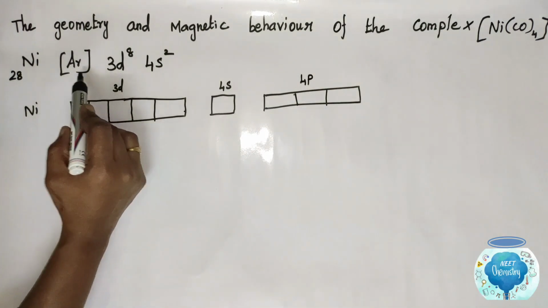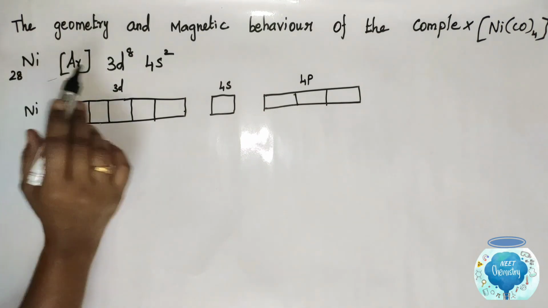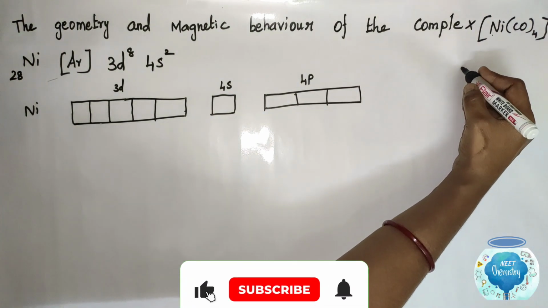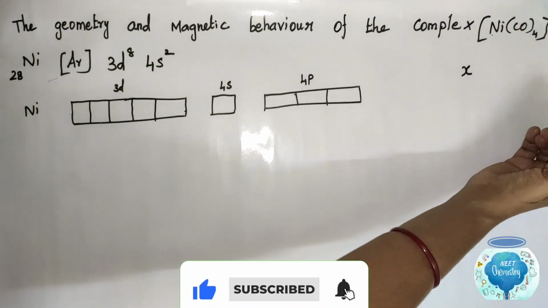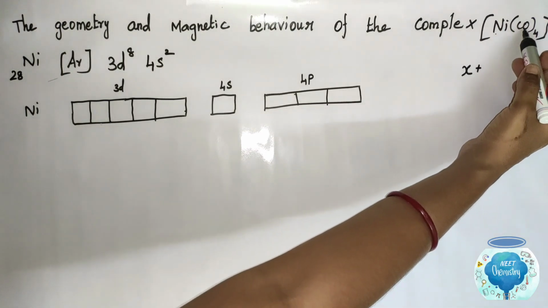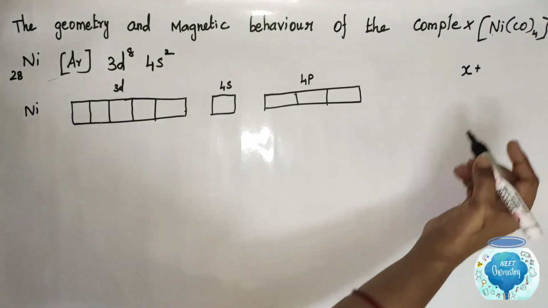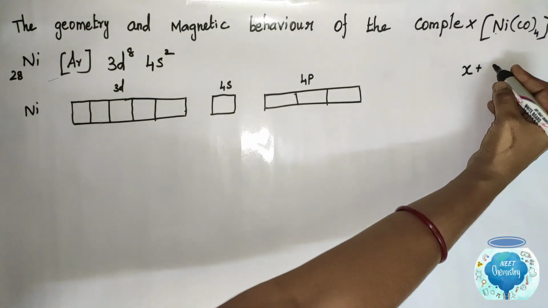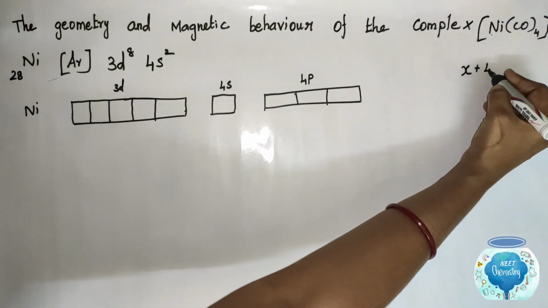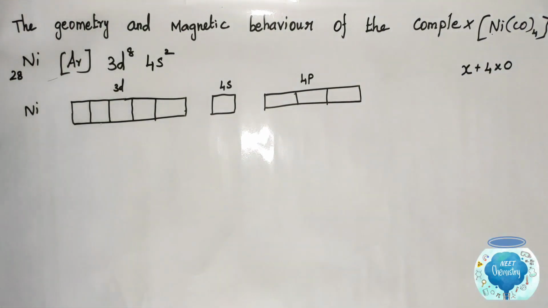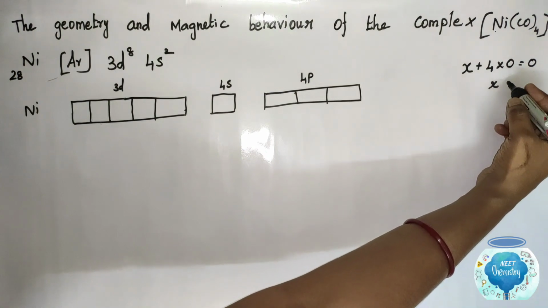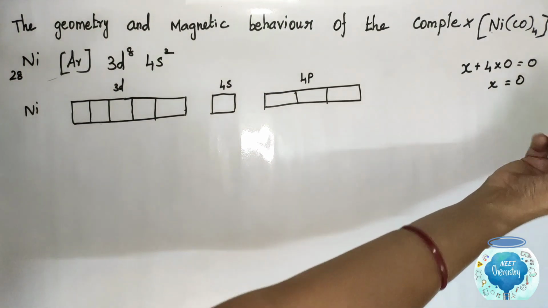Next, we calculate the oxidation state for this complex. We consider the symbol X for the nickel atom. Then the ligand is carbonyl, which is a neutral ligand, so we put the value 0. 1 carbonyl contains 0, 4 carbonyl multiplied with 0 is also 0. So the oxidation number for nickel is 0.